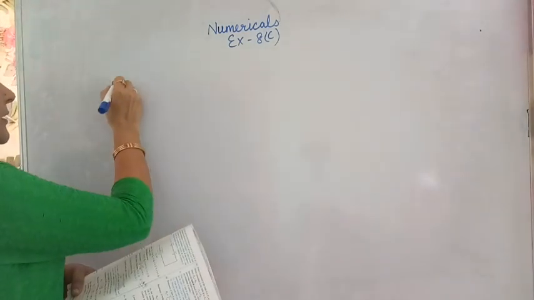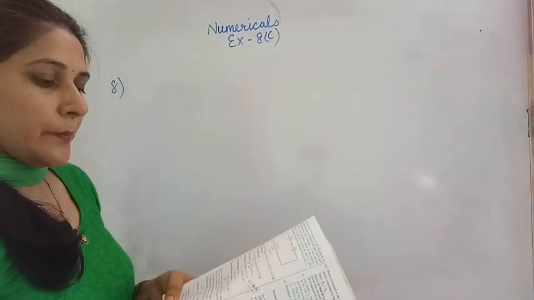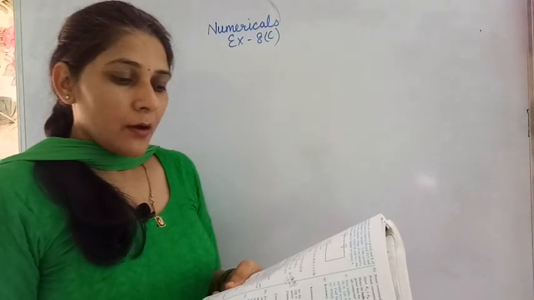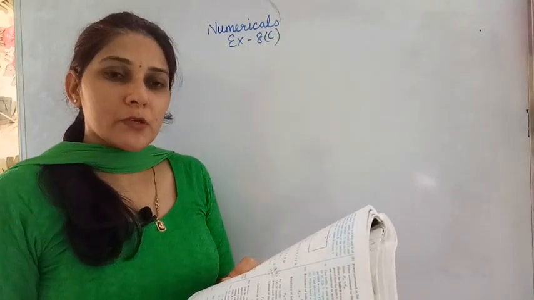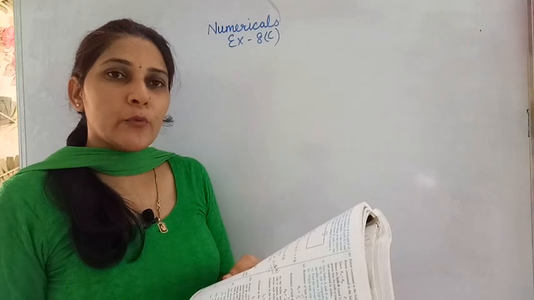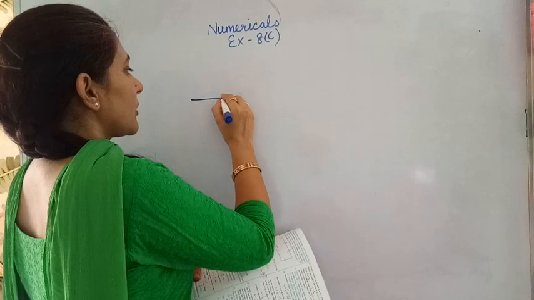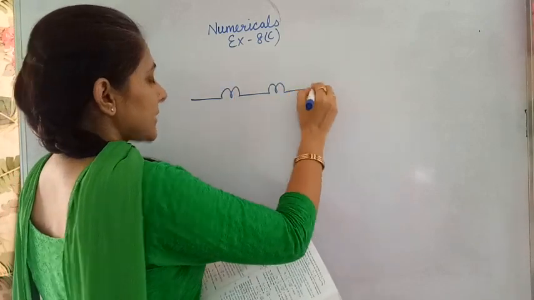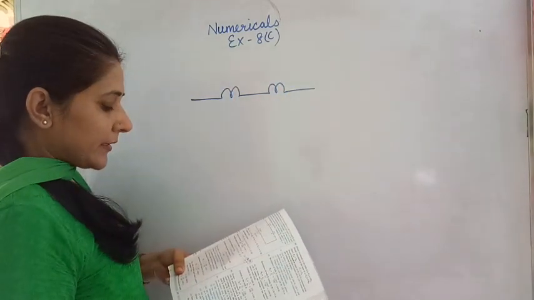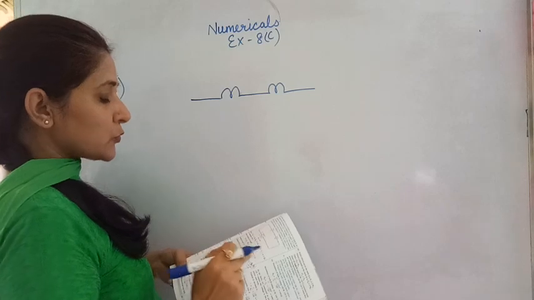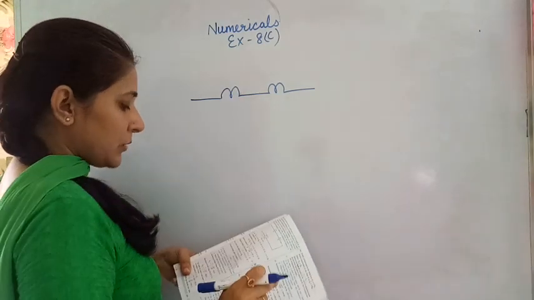Numerical number 8 statement is: two bulbs A and B are rated 100 watt and 120 volt, and 10 watt and 120 volt. Two bulbs they are saying, so we can draw it this way, one and this is second. Respectively, they are connected across a 120 volt source in series. So I connected these two bulbs in series.